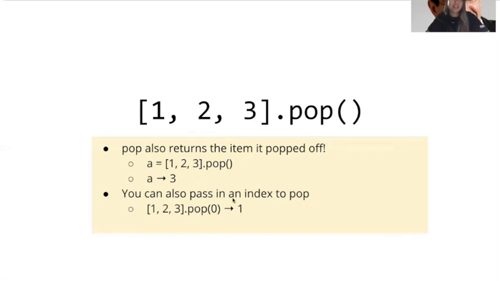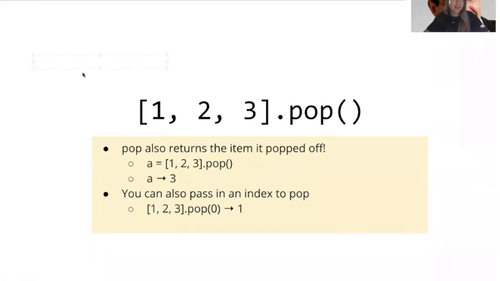You can also pass in an index to pop. For example, if I wanted to delete the first item of a list, then I could do this list.pop of 0, and then this would return 1, and it would also mutate this original list so that it's only 2, 3. So pop is also a function that mutates the list. It doesn't create a new list.